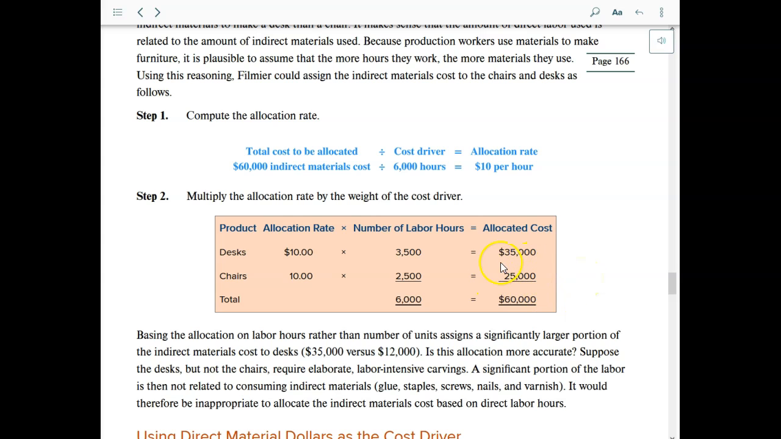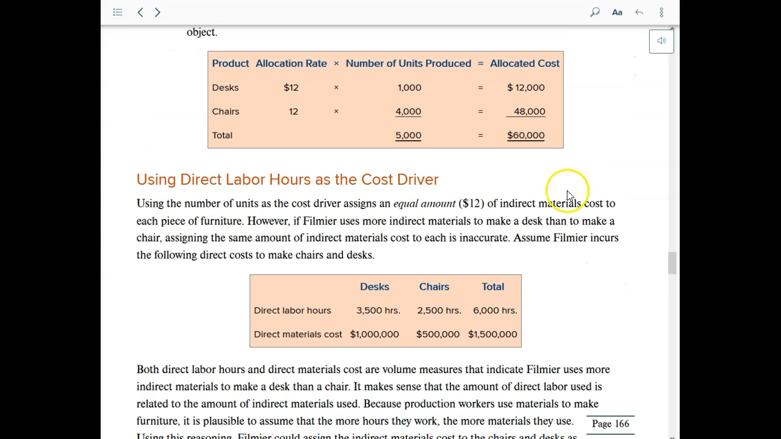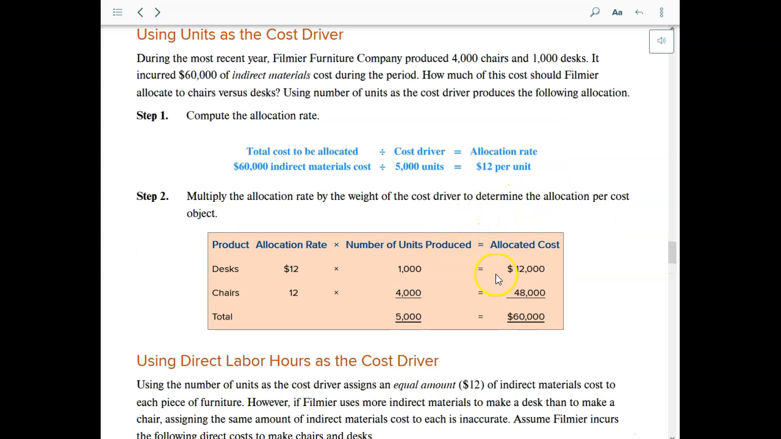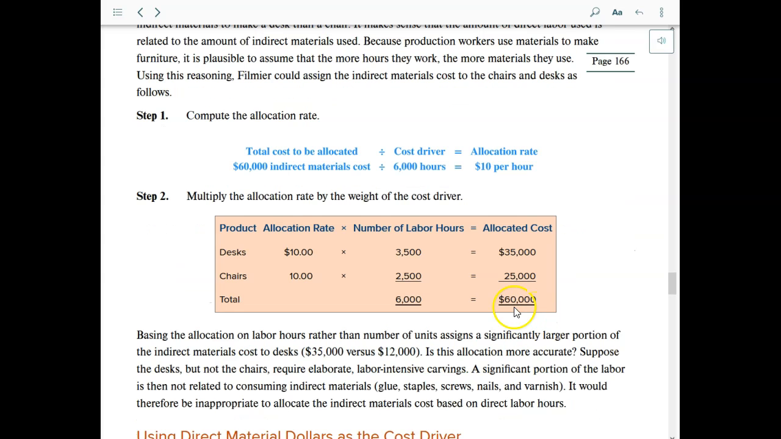35, 25 desk chairs, 12, 48. Quite a change here, quite a difference. So if you believe this one gives you the best numbers, use it. If you think, no, I think this is more fair, allocate the indirect materials based on hours, for each area. Again, your decision. One more option.